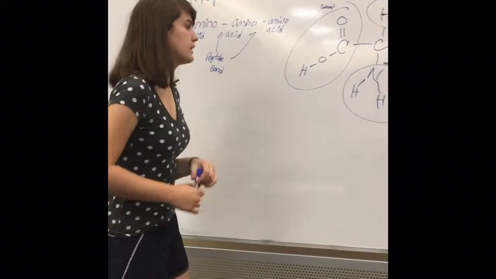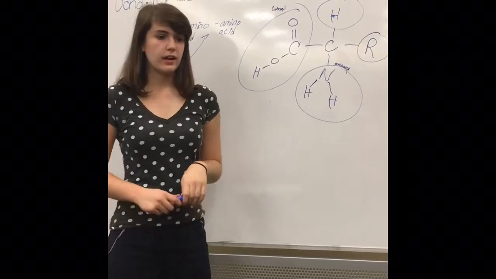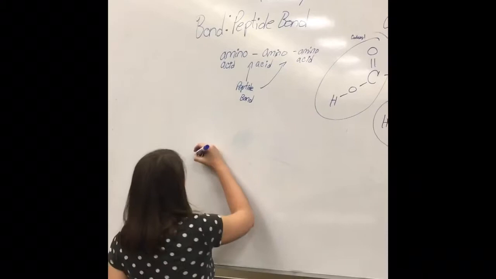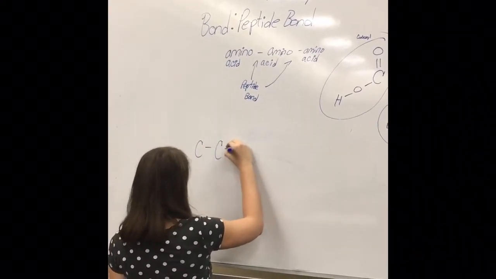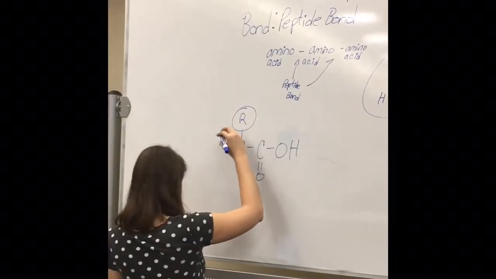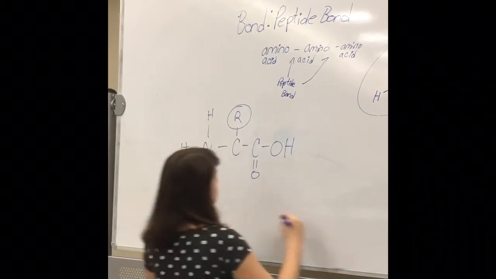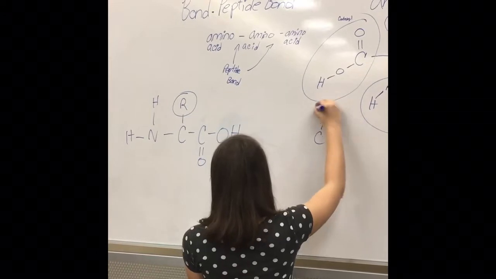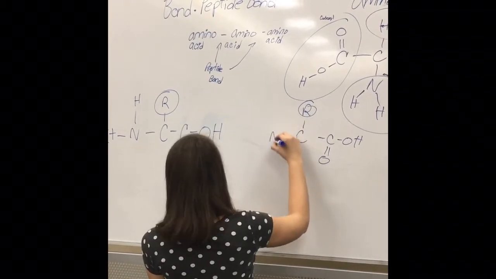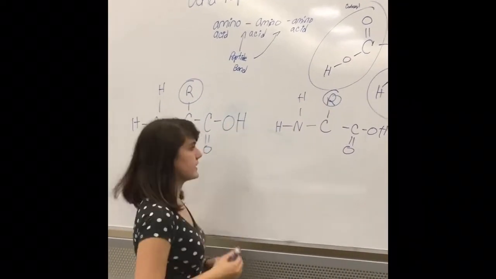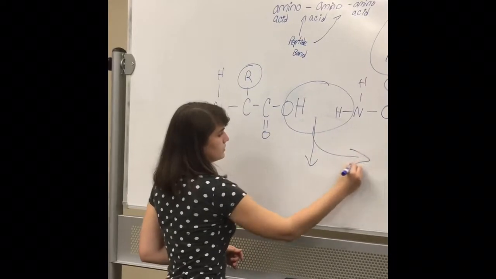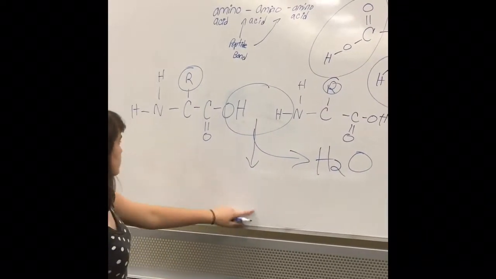A peptide bond is formed when an amino group and a carboxyl group join together, and this is called a dehydration reaction or a condensation reaction because you're losing H2O. So I'll draw what that looks like for you. It's taking the hydrogen from the one amino acid and the oxygen and hydrogen from the other one, and these will go out as H2O.